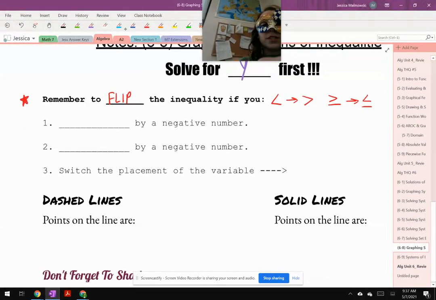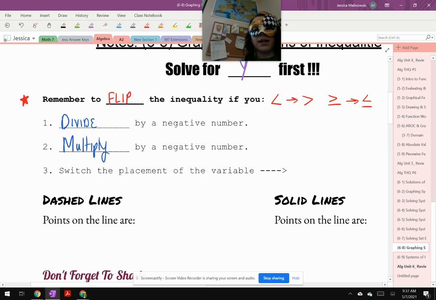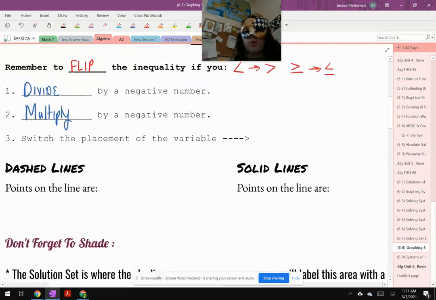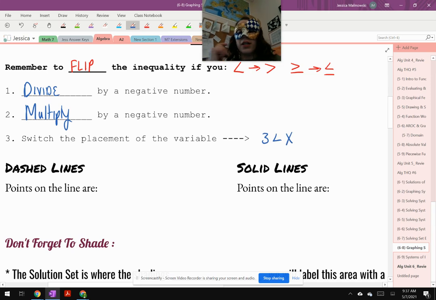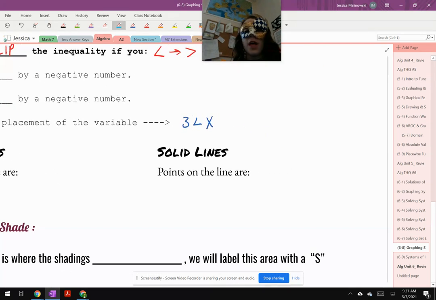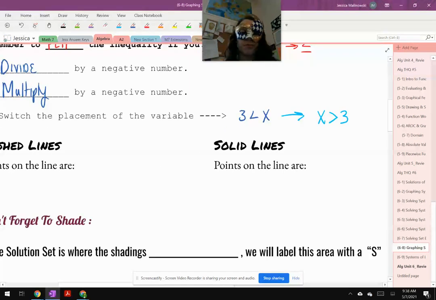So remember to flip the inequality if you divide by a negative number, if you multiply by a negative number, or if you switch the placement of the variable. For example, if the variable starts off on the right-hand side, which is not normally where we see it, and you switch it to the left-hand side, that would have to switch to less than, because you flipped the placement of the x and the 3.